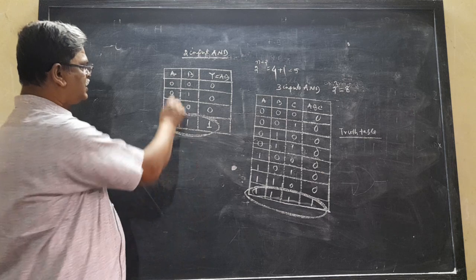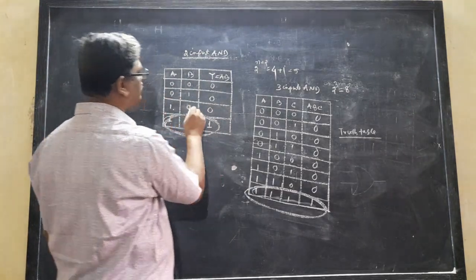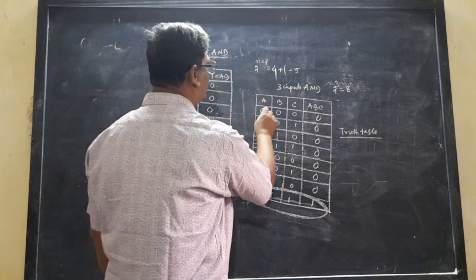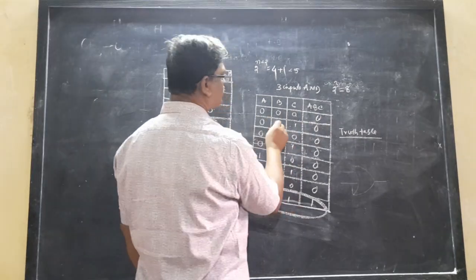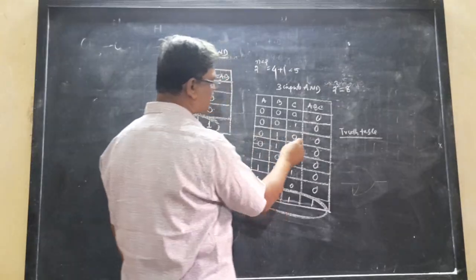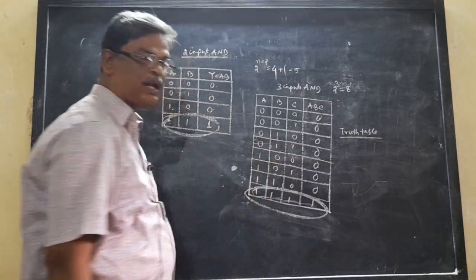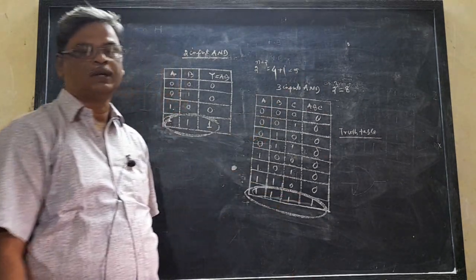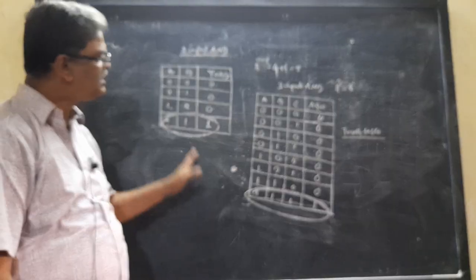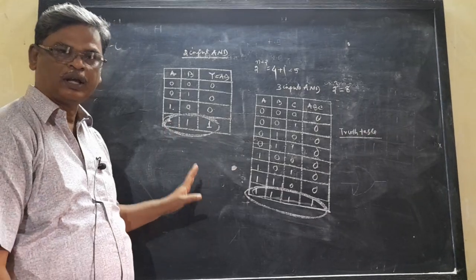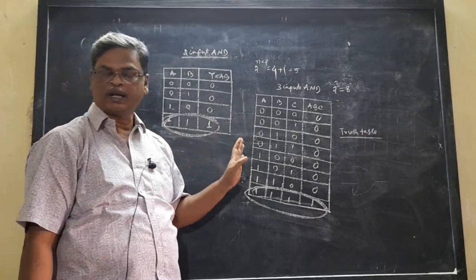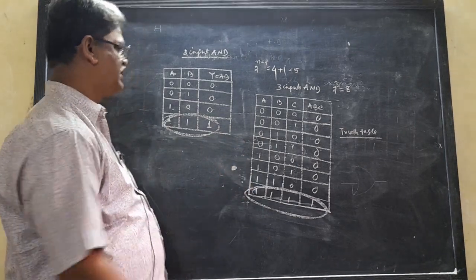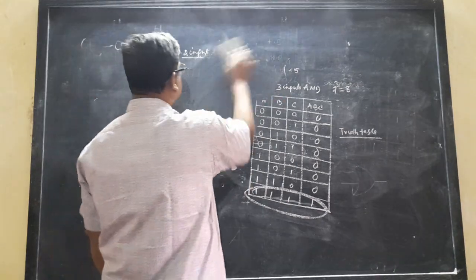It is a product: 0 into 0 is 0, 0 into 1 is 0, 1 into 0 is 0. Similarly 0 into 0 into 0 is 0, 0 into 0 into 1 is 0. If at least one 0 is there, then the product is 0. So this is the product table. Clear? So this is your AND gate. The AND gate is equivalent to the product operation. Clear? So next, the algebra.